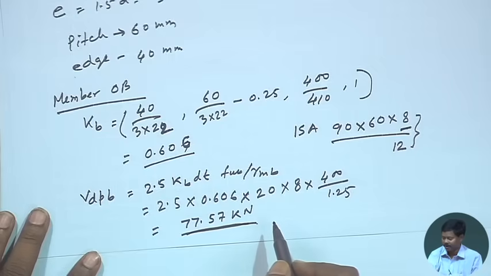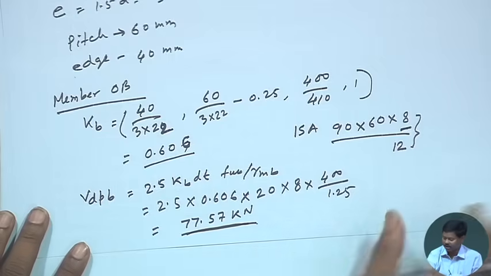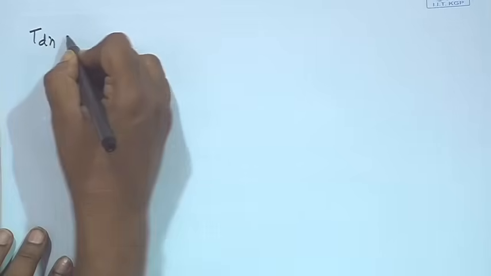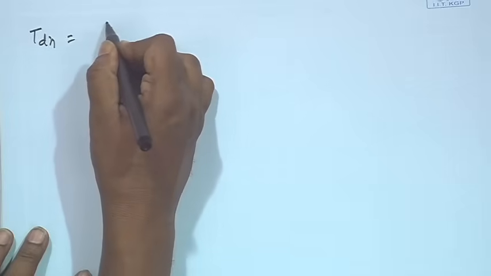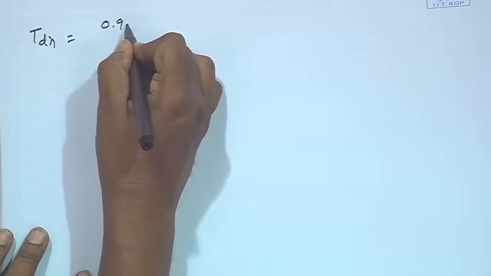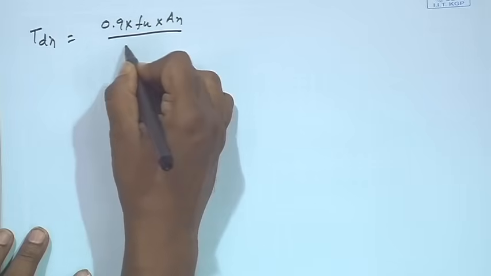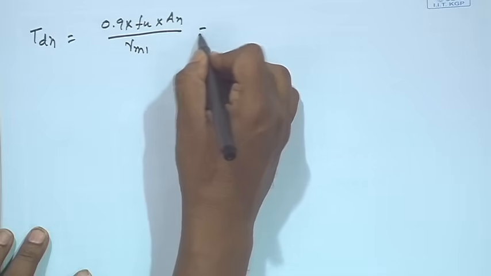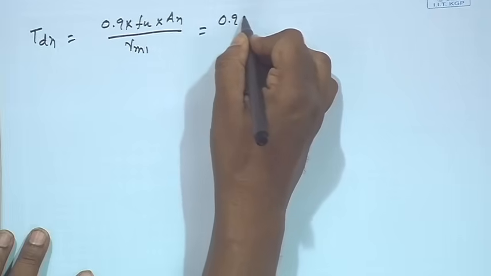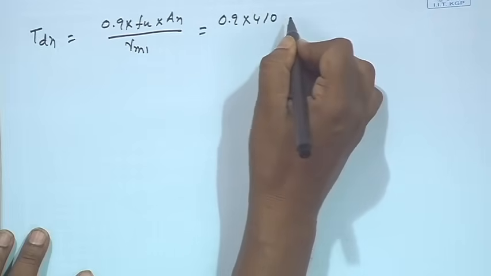and earlier we found the strength due to shearing as 45.3, and for double shearing it is 90.6. Now, the strength of angle per pitch we also have to find out, that is Tdn, which we know is 0.9 into fu into An by gamma m1. So, if I put the value, it will be 0.9 into fu, which is 410.